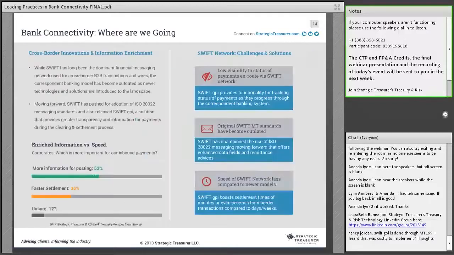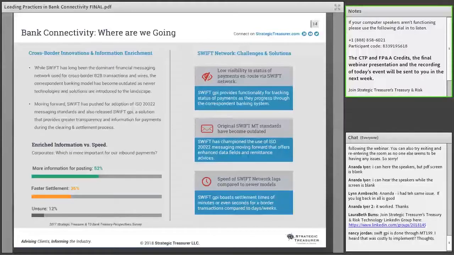Now I'm going to keep moving along for purposes of time. So when we talk about where are we going, what's more important, speed or better information, right? People don't necessarily just want faster. Faster's good, but people want better payments. So what were the key issues or what was most important? So more information for posting, 52% of firms had identified that as the more important for inbound payments.